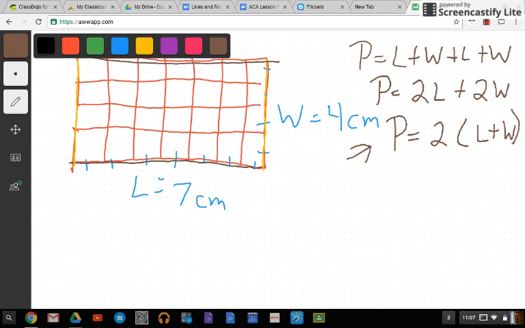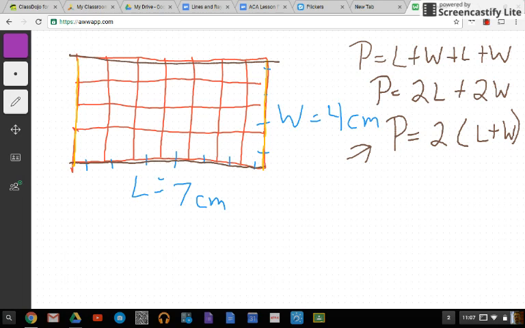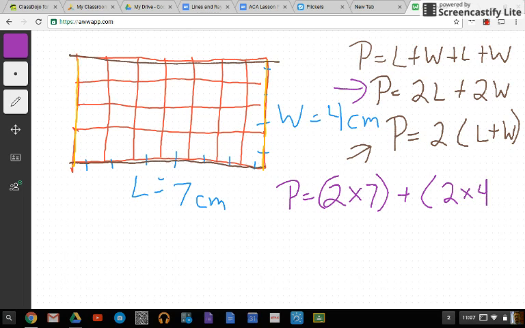So let's use this middle one for this one right here. We're going to use 2 times the length plus 2 times the width. So I've got perimeter is equal to 2 times 7. So I'm going to put this in parentheses plus 2 times 4. Putting that in parentheses.